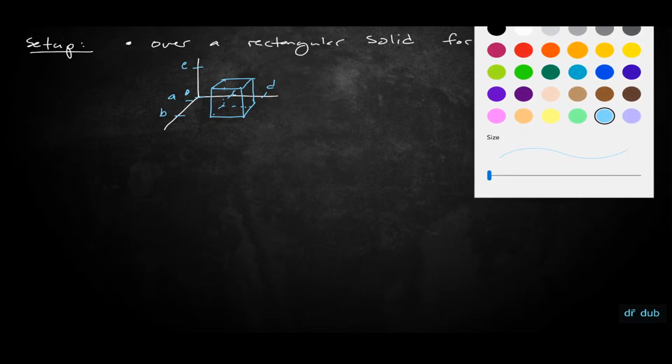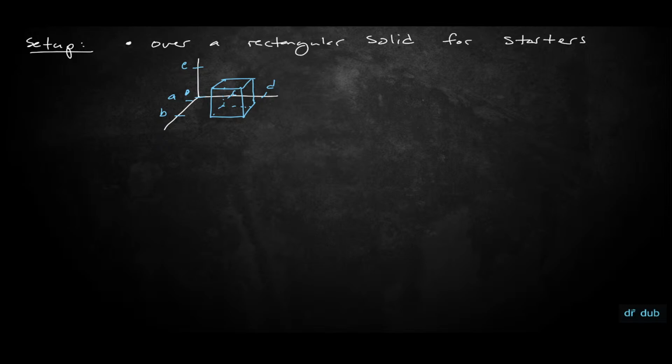Then we would do the same approach that we did for double integrals. We would cut the x-axis up, we would cut the y-axis up, and we would cut the z-axis up into a bunch of smaller rectangular solids, just like this, such that delta V would be delta x, delta y, delta z.